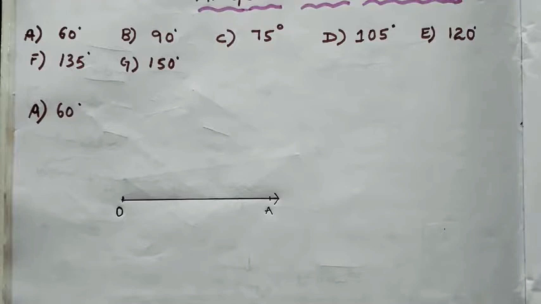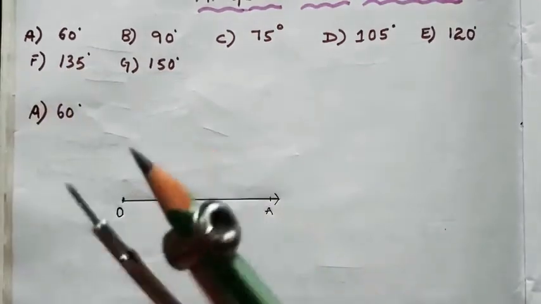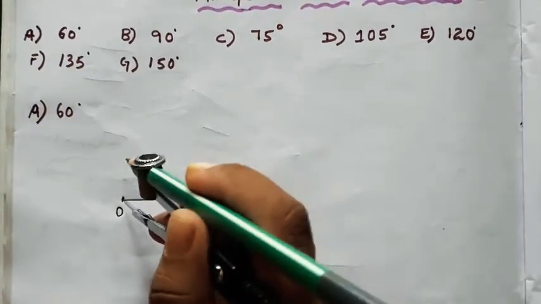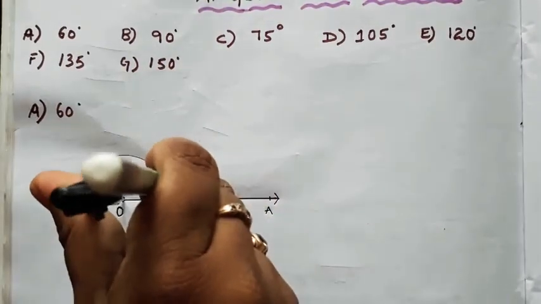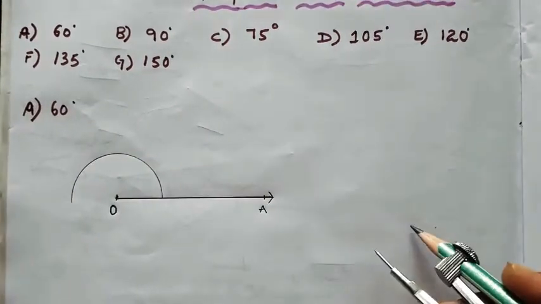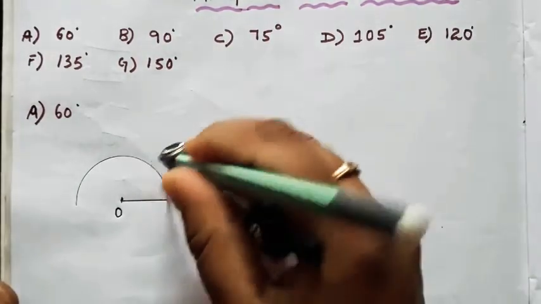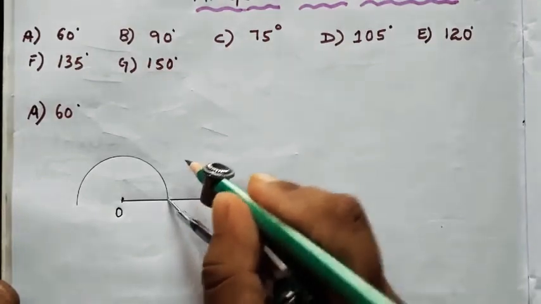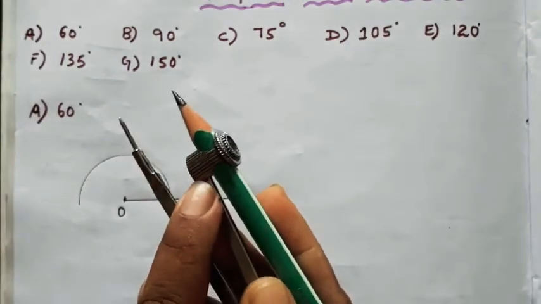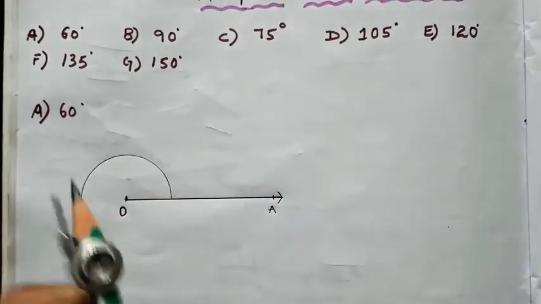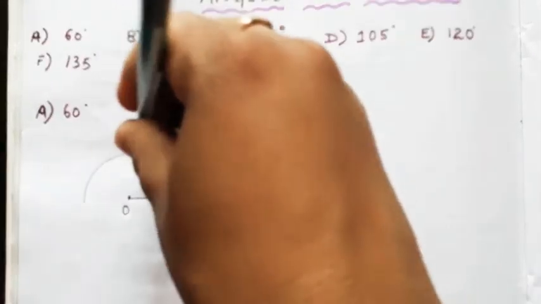We will draw a semicircle with this point. Just open your compass to some extent and make a semicircle with it. This is a semicircle. Now what you need to do is mark one arc. Without doing any disturbance to the compass extension, place the compass here and just mark the first arc.